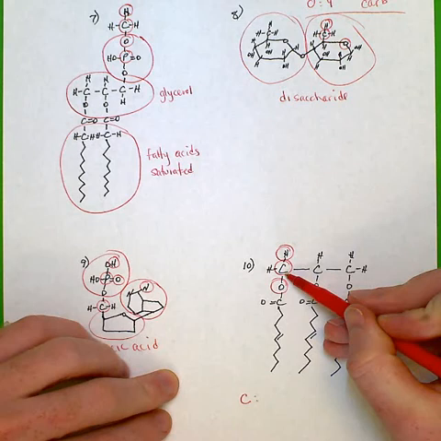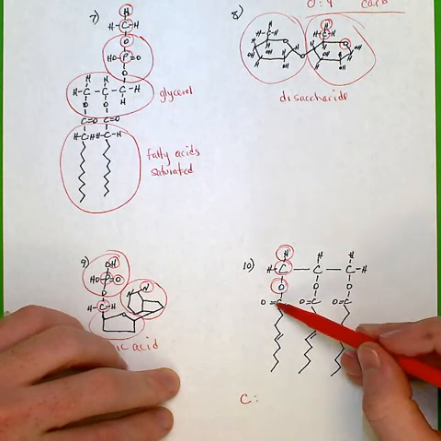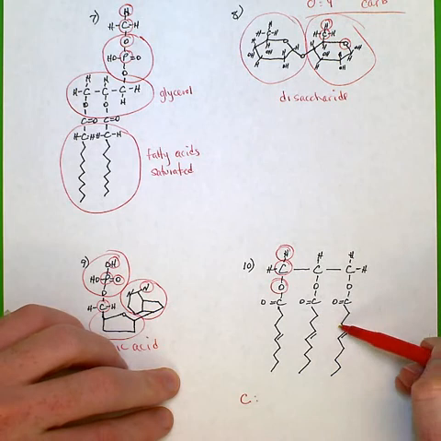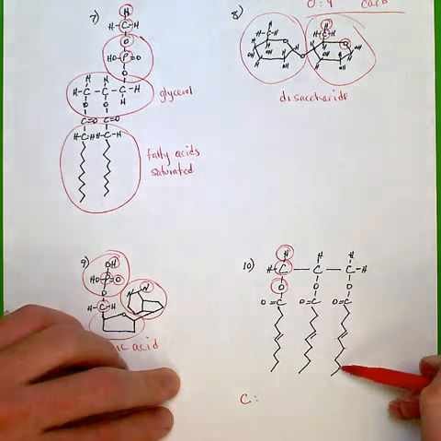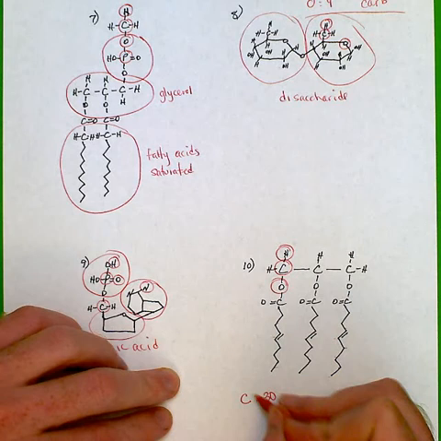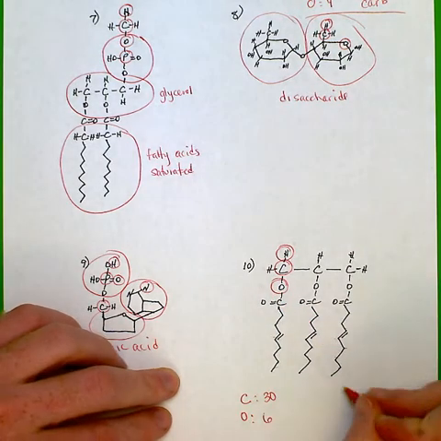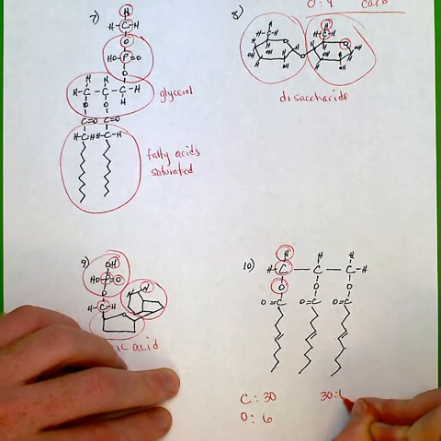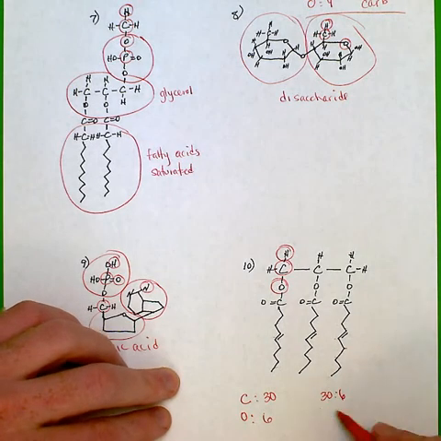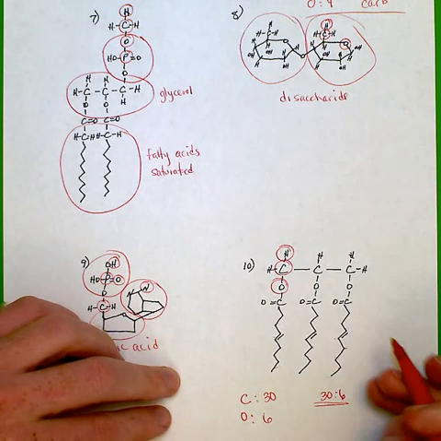Alright, so carbon, 1, 2, 3, 4, 5, 6, 7, 8, 9, 10, 11, 12, 13, 14, 15, 16, 17, 18, 19, 20, 21, 22, 23, 24, 25, 26, 27, 28, 29, 30. To oxygen, 1, 2, 3, 4, 5, 6. Okay, so 30 to 6 ratio. There's no way that is a carb. And so obviously this is going to be a lipid.